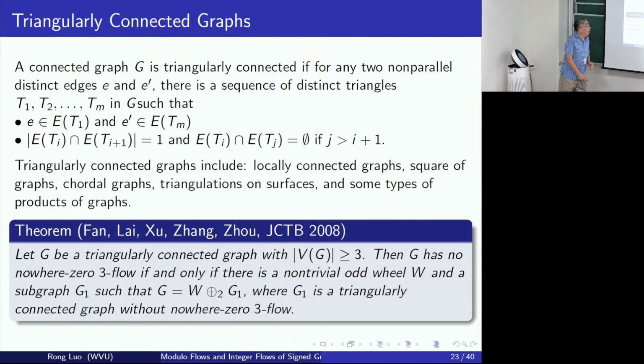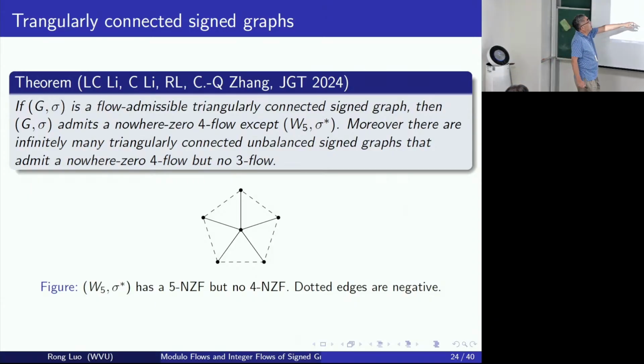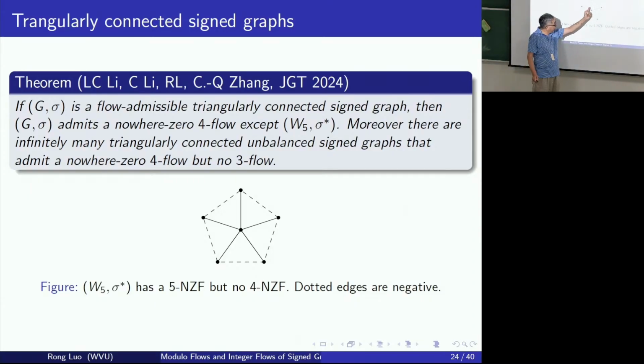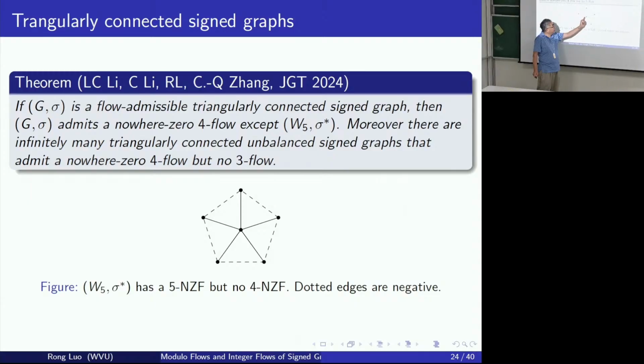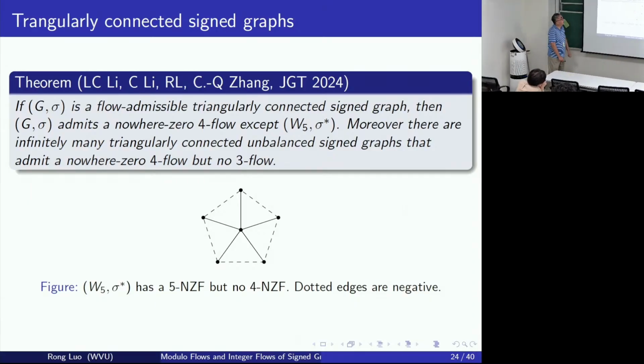When we looked at this problem, I had a visitor here around the start of the pandemic. He came to visit me, and I asked him to look at the signed triangular kinetic graph. At first, I thought the problem was a 6 flow, and finally we managed to prove that every flow admissible triangular kinetic graph admits a nowhere zero 4 flow, except only one. This is the only signed triangular kinetic graph whose flow index is 5, and for the other triangular kinetic graphs, the flow index is at most 4.